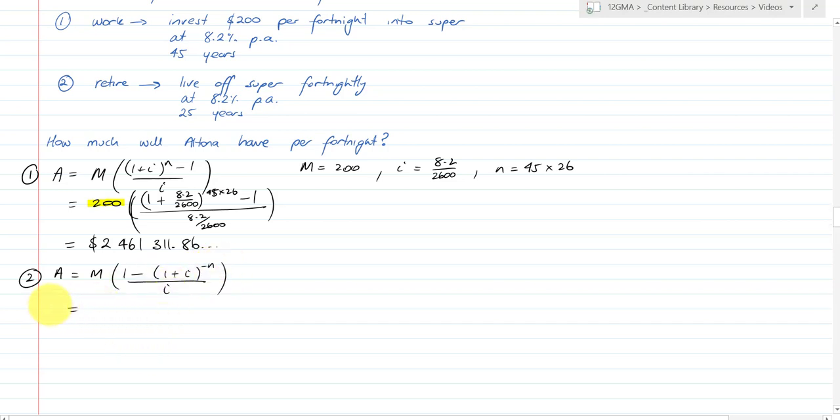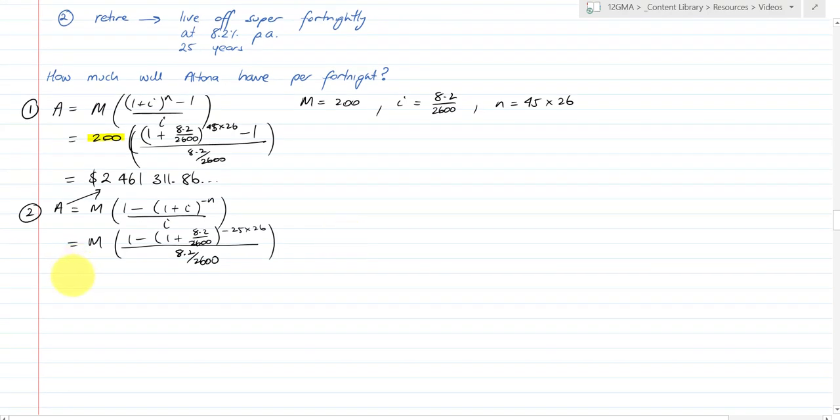And so this is equal to, now this time we know A is that value, and M times (1 minus 1 plus 8.2 over 2600 to the power of negative 25 times 26) over 8.2 over 2600. Now, of course, this is only 25 years as opposed to the 45 years before. We have $2.5 million to live off. This is going to be pretty good.